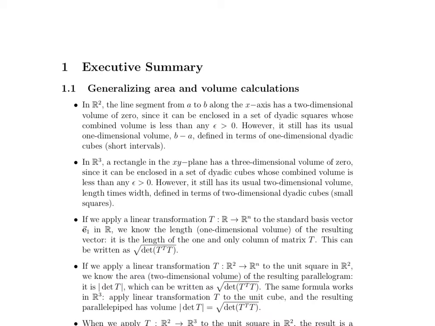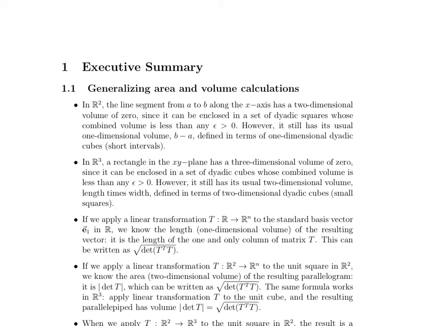Note that the same formula works in R3. If we apply a linear transformation T to the unit cube, the resulting parallelepiped, whatever we've mapped the unit cube into, is going to have volume equal to the absolute value of the determinant of T, which is the square root of the determinant of T transpose T. So we can find length using this in a one-dimensional case. We can find area using this in a two-dimensional case. We can find volume applying this to a three-dimensional case.